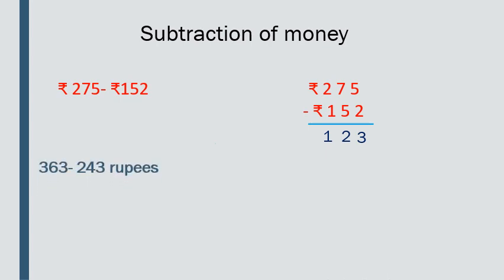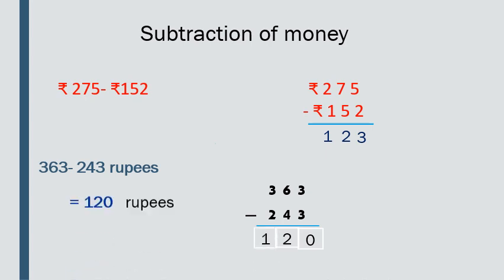Now take another example. 363 minus 243. We have to write in column. Then we have to subtract from ones column. 3 minus 3 is equal to 0. 6 minus 4 is equal to 2. 3 minus 2 is equal to 1. So the answer is 120 rupees.